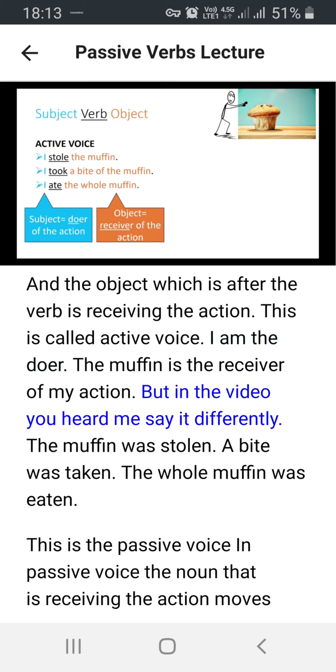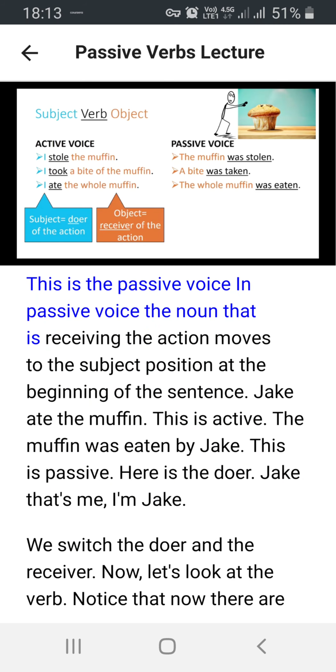But in the video, you heard me say it differently. The muffin was stolen. A bite was taken. The whole muffin was eaten. This is the passive voice. In passive voice, the noun that is receiving the action moves to the subject position at the beginning of the sentence.